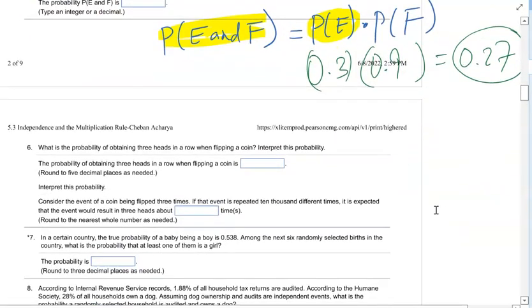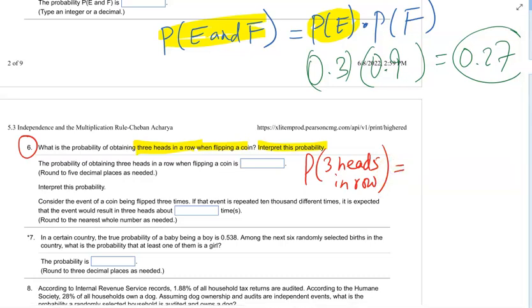Question number 6. What is the probability of obtaining 3 heads in a row when flipping a coin? Listen, 3 heads in a row. And interpret the probability. Here we're looking for the probability of 3 heads in a row.